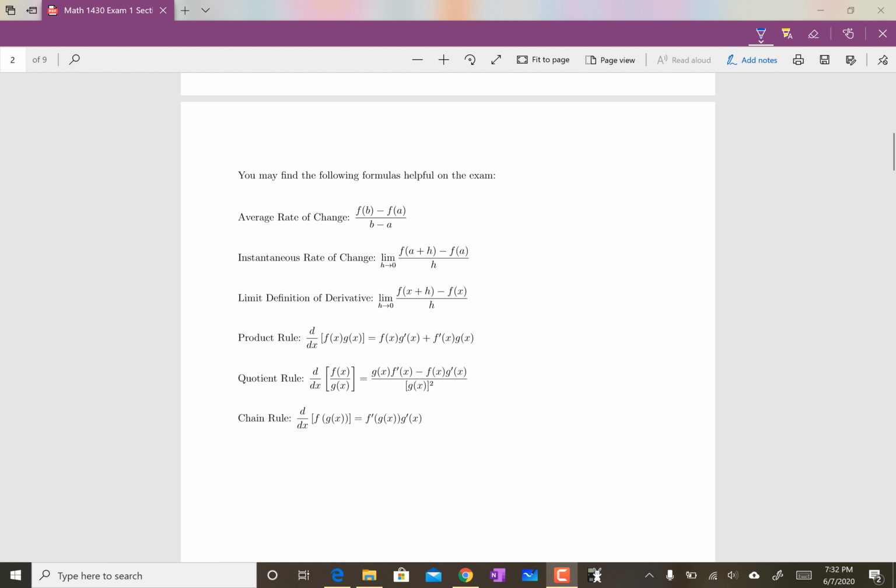We're going to review an old exam I gave in a face-to-face class of 1430. To begin with, you're going to see the formulas that I gave my students on the exam. I do recommend that these formulas make their way onto your 3x5 note card.